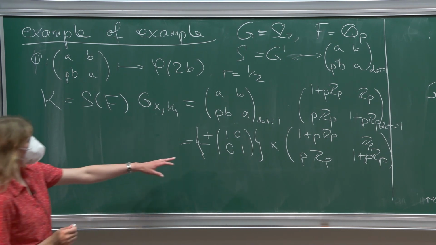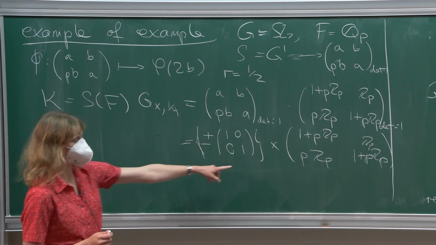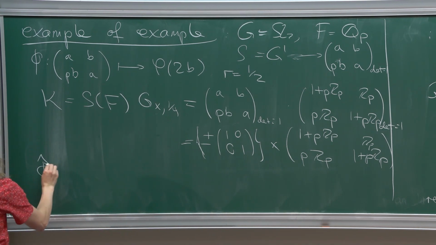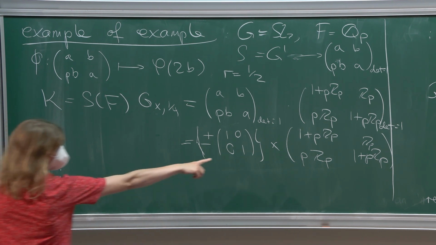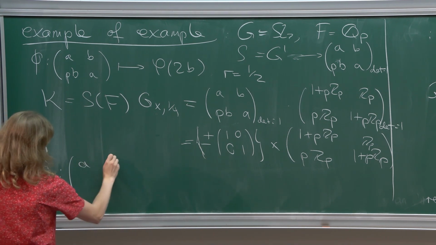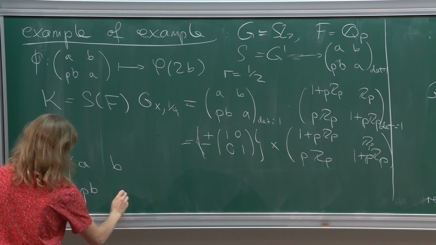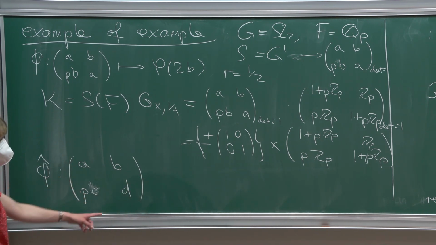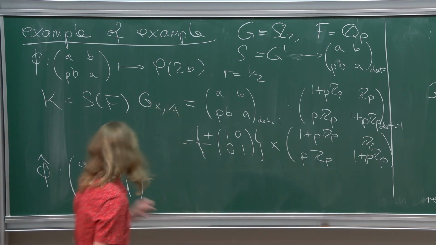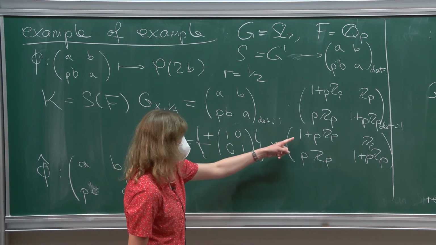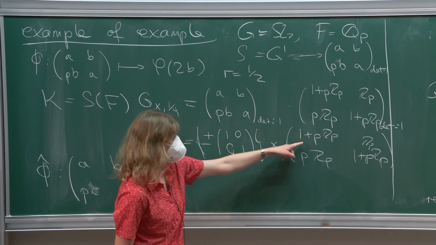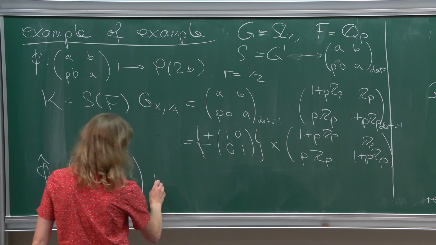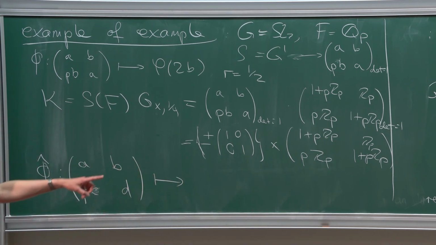So what we need now is to extend this character phi to a character phi hat on here. And so what does phi hat do? Phi hat now takes a matrix in there, a matrix (A, B; pC, D), just a random matrix in here, where A and D have to be of the form 1 + pZ_p or minus 1 + pZ_p, and it sends it to, well, we need to somehow extend this character.